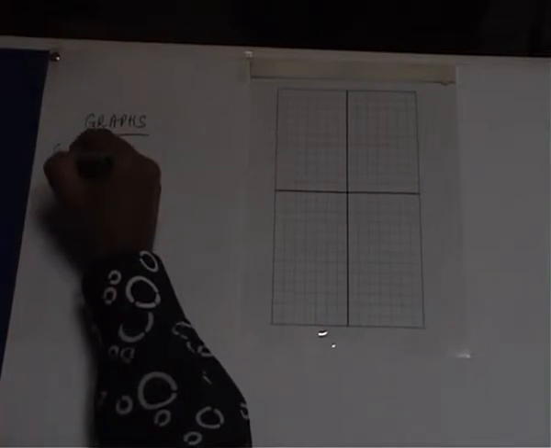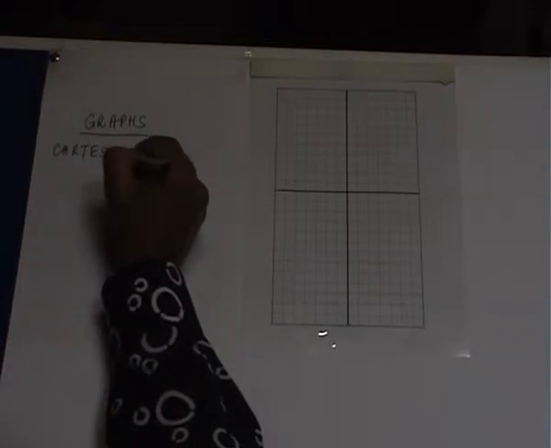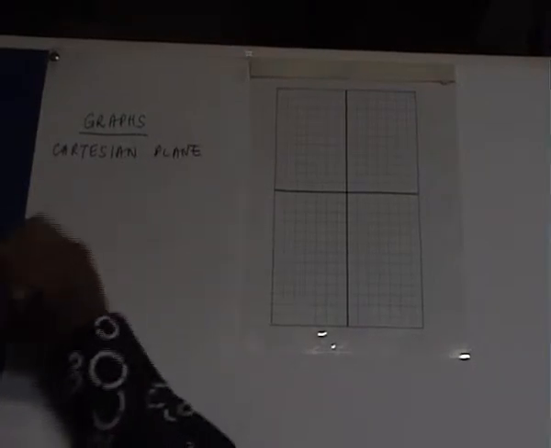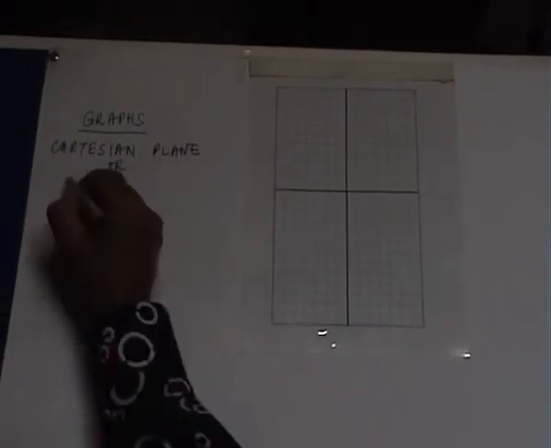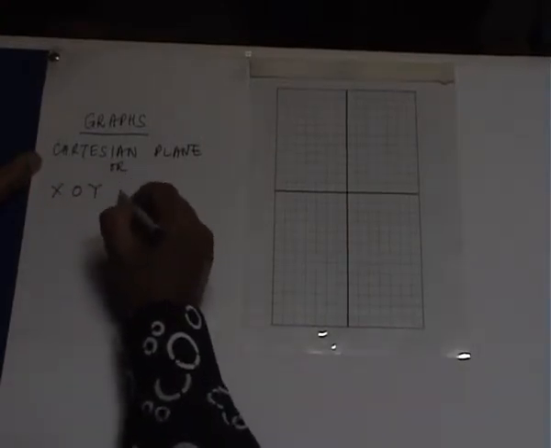Welcome once again. So this presentation is on graphs. So we are getting ready to draw graphs. So if you wish to draw graphs, you are going to be using a graph page like this. So a graph page like this is called the Cartesian plane, C-A-R-T-E-S-I-A-N, Cartesian plane. Or it is called an XOY plane.